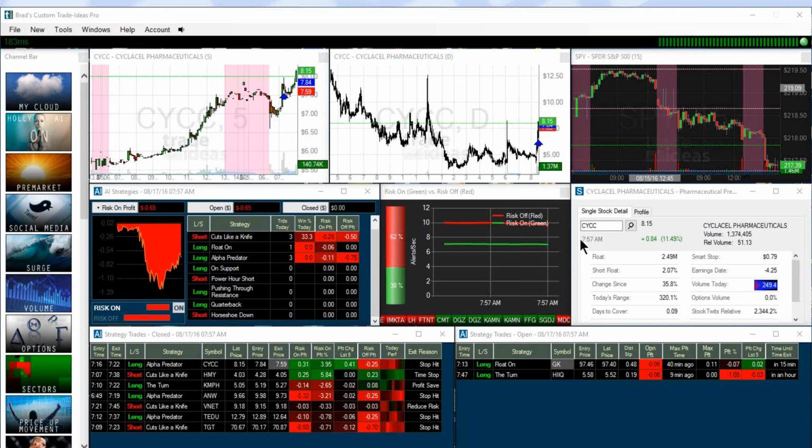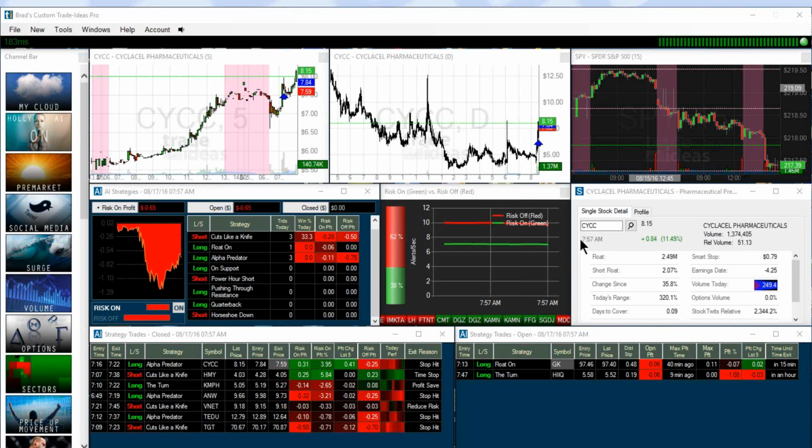In this particular screenshot, we can see the stock to its relative activity. This is something where we're looking at social activity on CYCC, and this is telling me that it's doing 2,344% of social activity on StockTwits. So it's something that's being talked about right now.